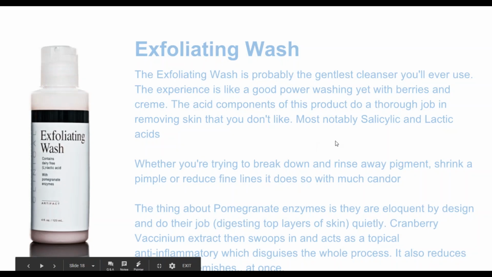Okay, so let's go back to the exfoliating wash. The exfoliating wash is actually known for being probably our gentlest wash, even though it feels like you're power washing your skin. For those of you that haven't tried it, it really breaks down those little bumps at the corners of your mouth.